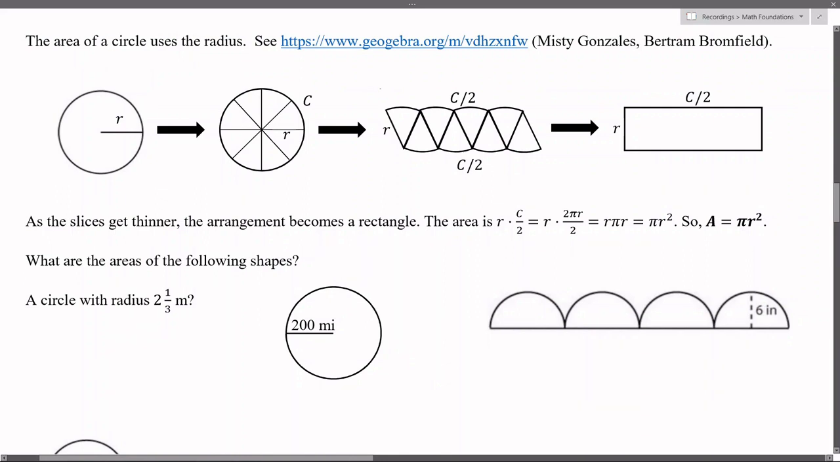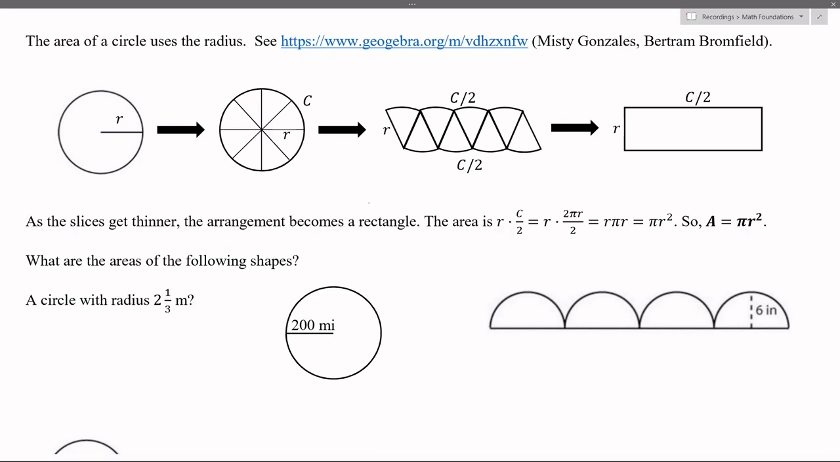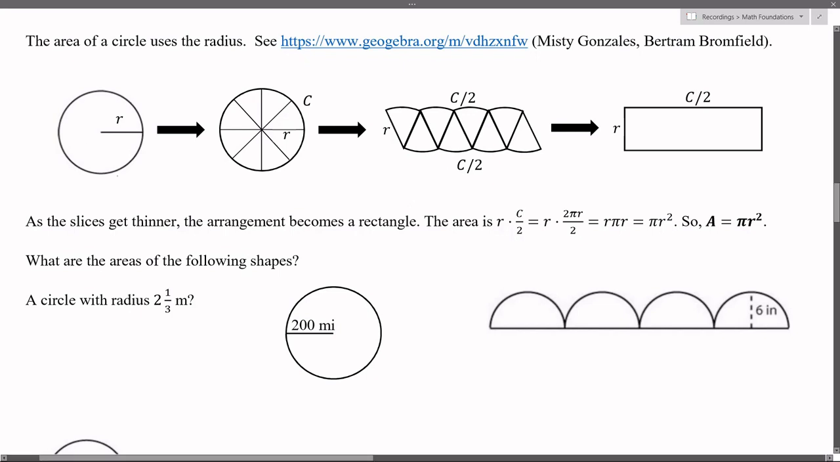The area of a circle uses its radius, and we can see this in this diagram here, but I can also use the GeoGebra applet to show us in real time. But really what we're doing is we're just taking a circle and cutting it up into segments, and then we're going to rearrange the segments.